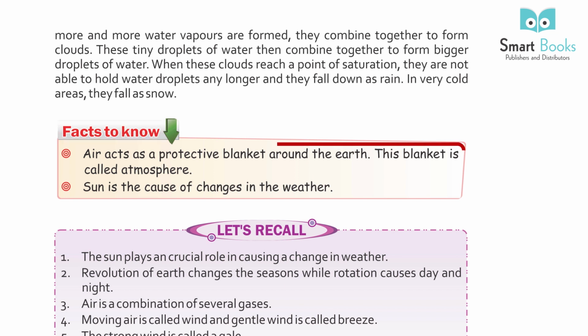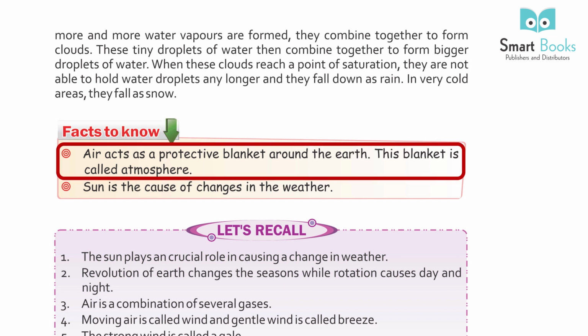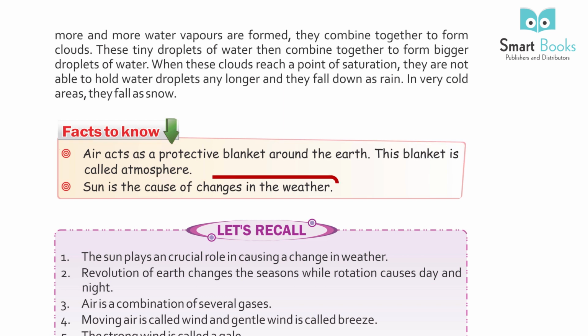Facts to know: air acts as a protective blanket around the earth. This blanket is called atmosphere. Sun is the cause of changes in the weather.